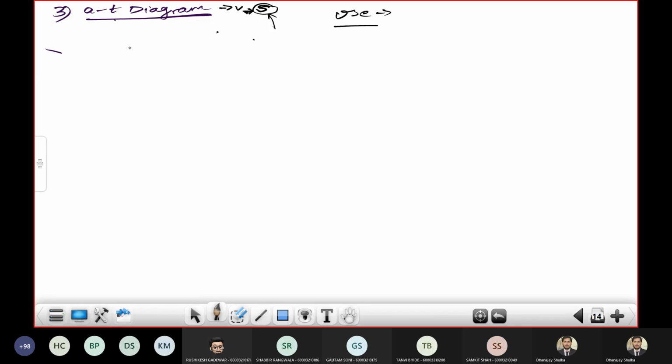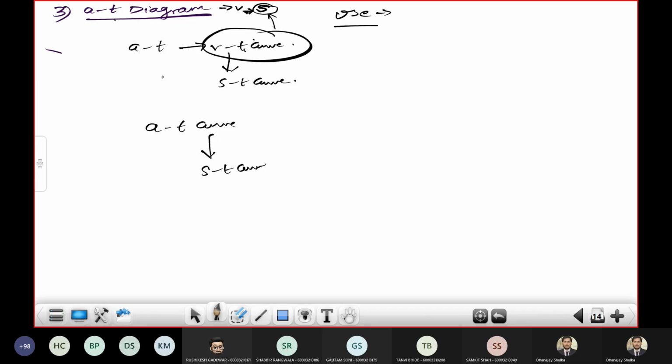So if you have the AT curve, you can calculate the VT curve, correct ना? VT निकाल सकते हो. ये VT आ गया तो VT से ST निकाल सकते हो. But suppose if you know the AT curve, can you directly calculate the ST curve without calculating this VT curve? The answer is yes, डिस्प्लेसमेंट मिल जाएगा, तो हो सकता है.